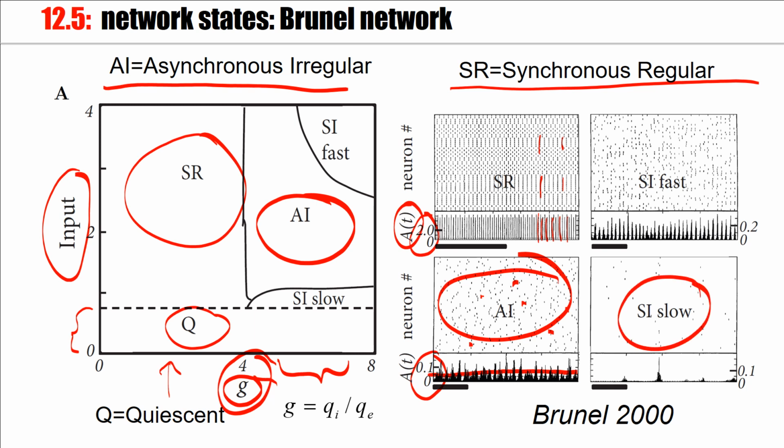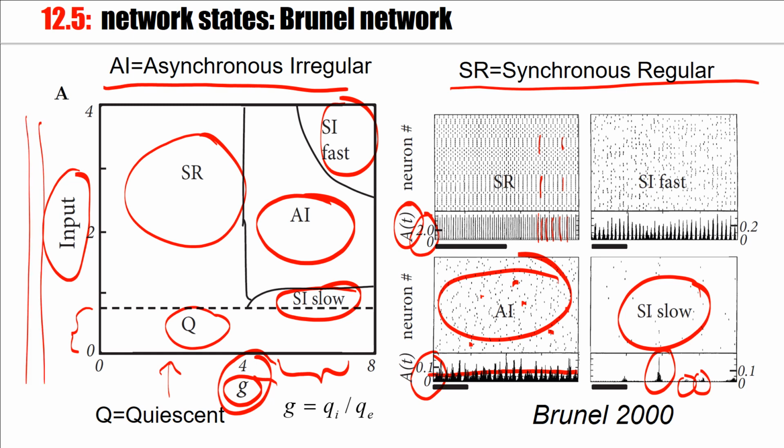Now for other parameters, you can also get synchronous irregular regimes where you have population bursts but at irregular moments in time, or you can also get a fast synchronous irregular regime. So network analysis allows us to predict analytically different regimes, and then if we run simulations, then we see different firing patterns. These are results of Nicolas Brunel. The paper of Brunel from 2000 has been very, very influential in understanding cortical activity.